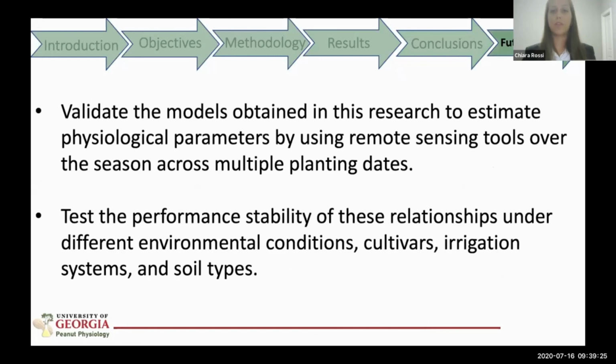However, there is future research that can be done. One for sure is to validate the model that we obtained, so the correlation between vegetation indices and physiological parameters, but also to test the stability of this relationship. So maybe under different environmental conditions, cultivars, irrigation systems, or soil types.